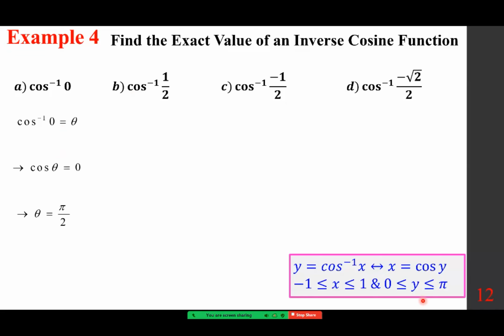And again, I wrote the information from the previous page. We do the same thing here. You set it equal to some angle, for example, theta. By definition, cosine of theta must be 1/2. That's a common arc. Anybody remembers what theta will be? Remember, it's a common arc. Theta must be what? Anybody? Pi over 3. Perfect. Cosine inverse of negative 1/2, we do the same thing.